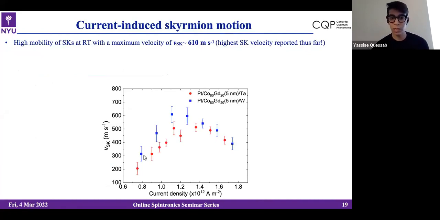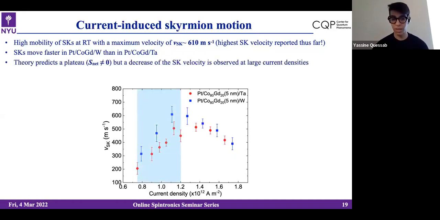So now we can measure the skyrmion velocity as a function of the current density for cobalt gallium tantalum or tungsten. We measure a maximum skyrmion velocity of about 610 meters per second and about 500 meters per second for cobalt gallium tantalum. And so these are the highest skyrmion velocities reported thus far in the literature. So skyrmions move faster in cobalt gallium tungsten than cobalt gallium tantalum.